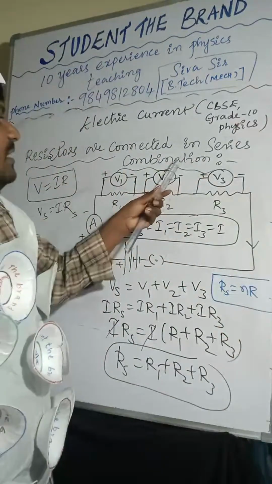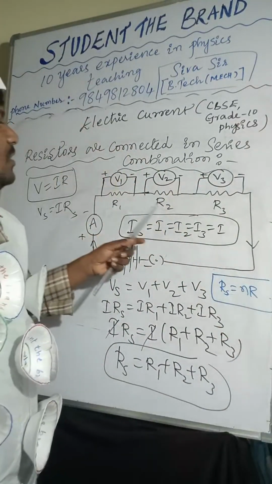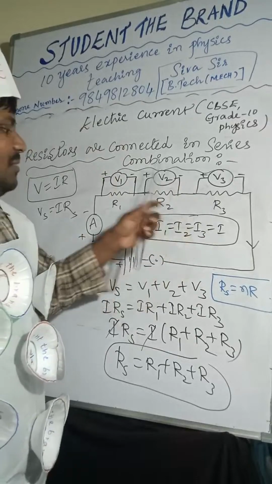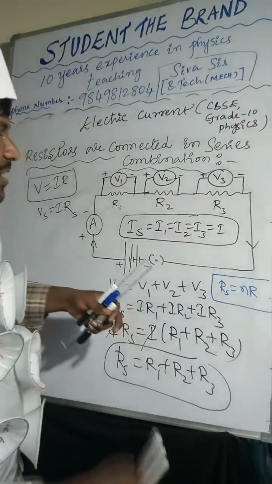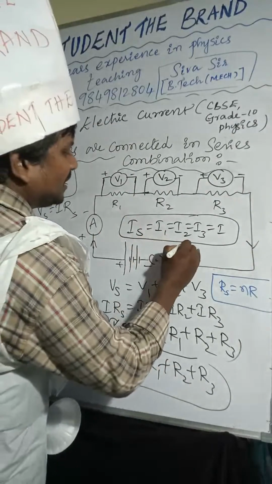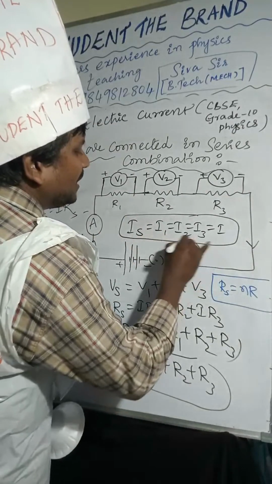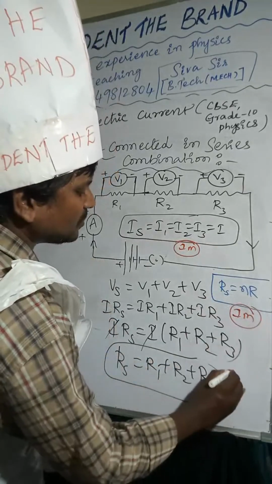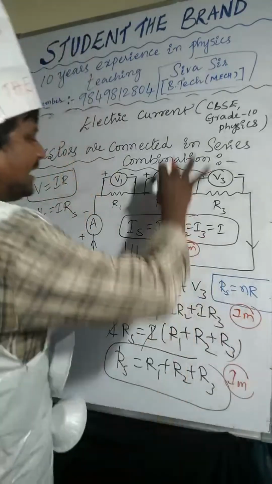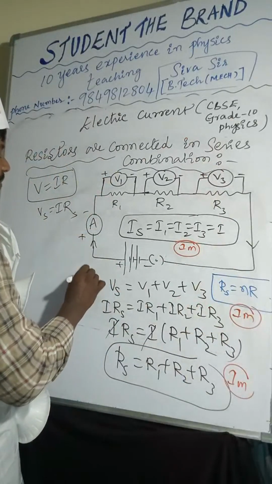Resistors are connected in series combination, R1, R2, R3. Current is same in the entire series combination. This point will come for 1 mark. Very important. This question will come for 1 mark. The entire derivation they will give for 3 marks.